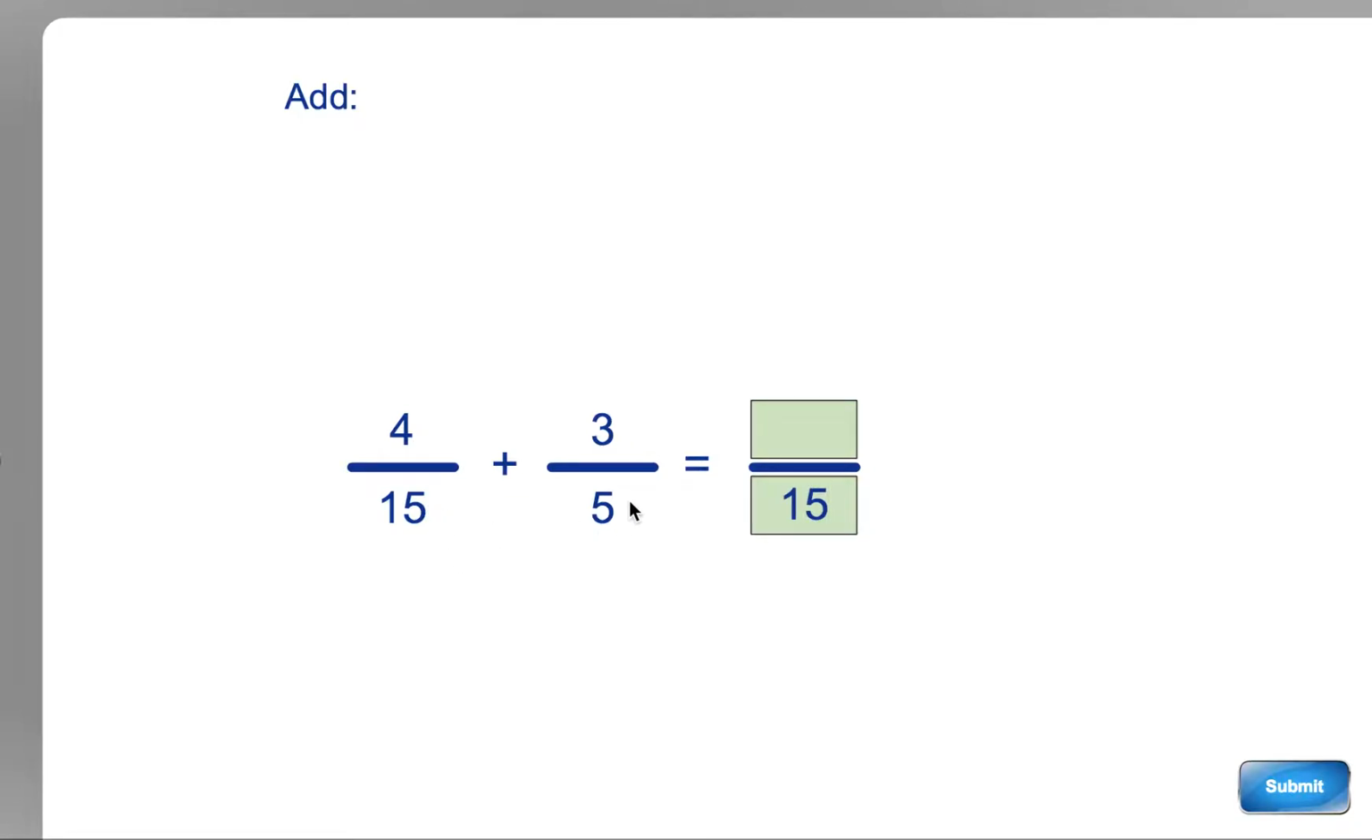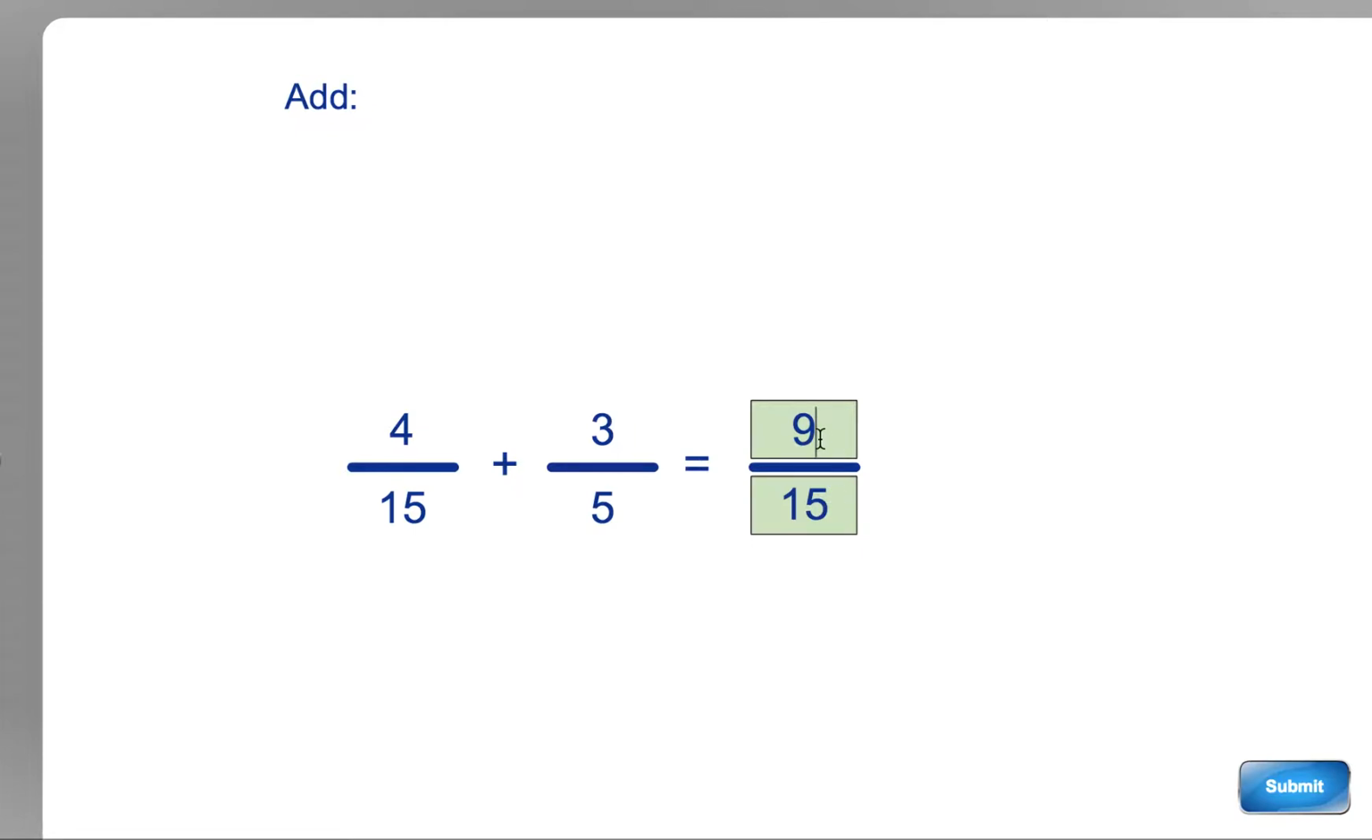If you've done 3 times 5 to get to 15 on the bottom, you've got to do 3 times the top number as well. You've got to treat it the same, otherwise it's not equivalent. To keep it equivalent, you just do the same thing to both. So we did 3 times 5 to make it 15. 3 times 3 is 9. So this fraction here, 3/5, is the same as 9/15.